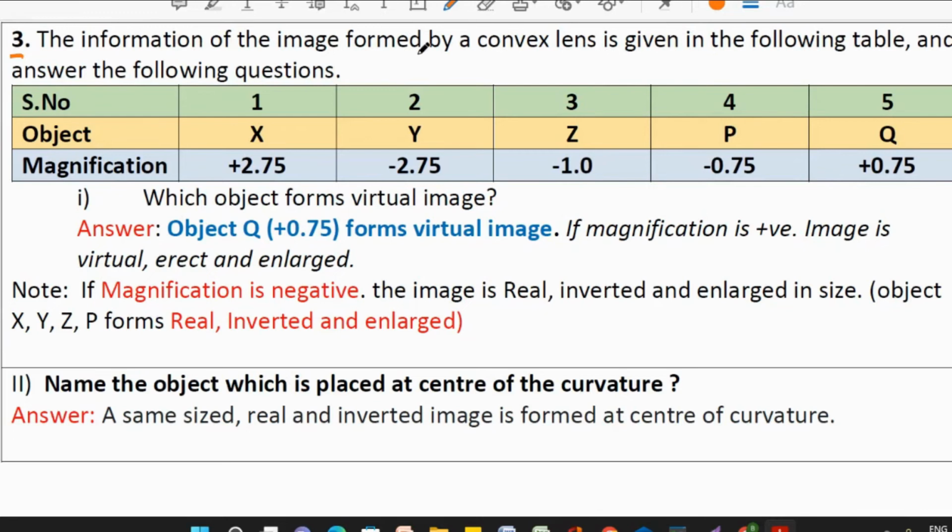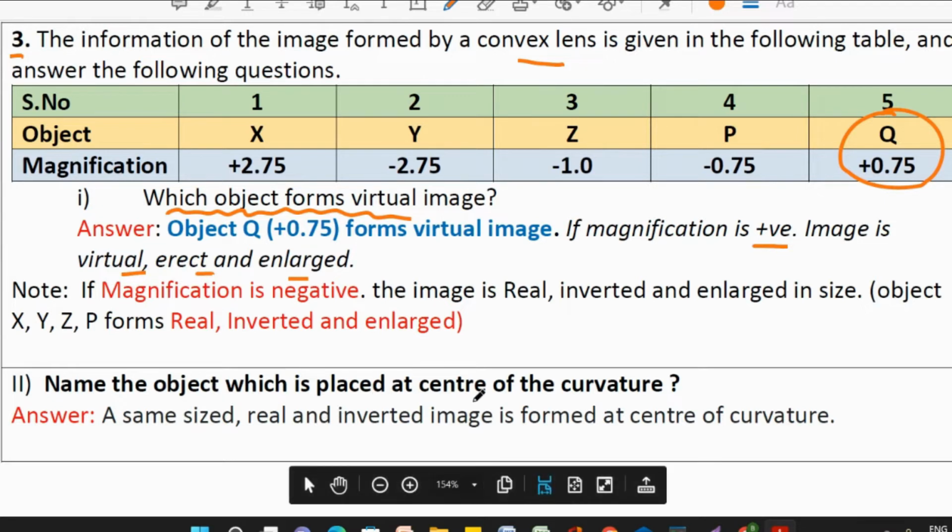Third question, the information of the image formed by a convex lens is given in the following table, answer the following questions. So this is the question. First question is which object forms a virtual image? Object Q forms a virtual image because when the magnification is positive, the image will be virtual, erect and enlarged. Name the object which is placed at the center of curvature. A same size, real and inverted image is formed at the center of curvature.